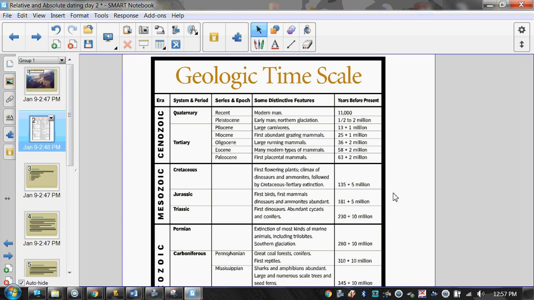So here's our geologic timescale. And the relative age tells us that the Pliocene happened before the Pleistocene, which happened before the Holocene, which is what our recent time is. That's the relative part of it. The Tertiary happened before the Quaternary. But to get those dates, we need to use some different techniques called the absolute dating techniques.